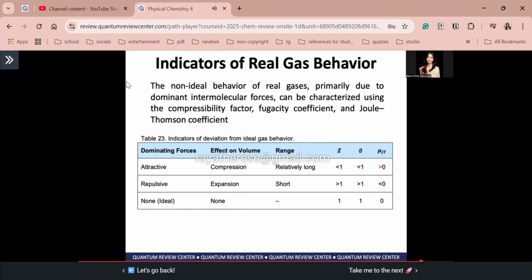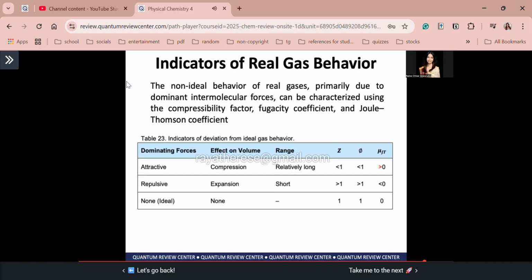Now, guys, we can use the compressibility factor, fugacity coefficient, and the Joule-Thomson coefficient to summarize the behavior of a non-ideal gas. Table 23 shows the indicators of deviation from ideal gas behavior. If we have attractive forces between gas molecules, then the volume will compress. The range is relatively long, meaning we have van der Waals attractions between the molecules. These can act over large distances, meaning even if the gas molecules are far from each other, they can still have attractive forces. That's why the range is relatively long.